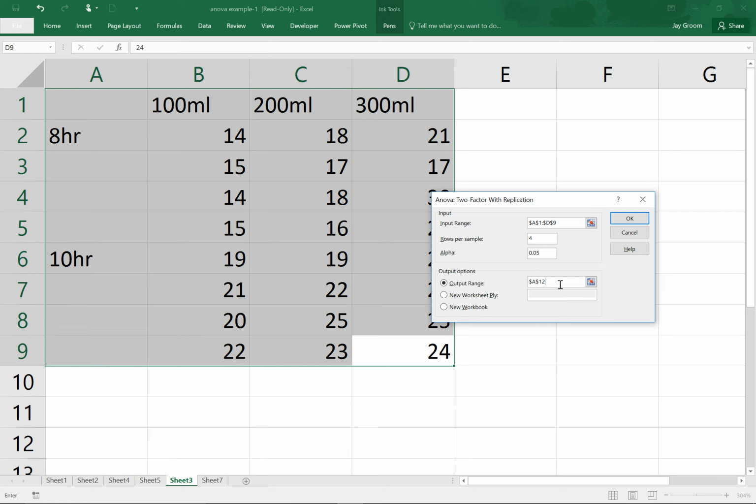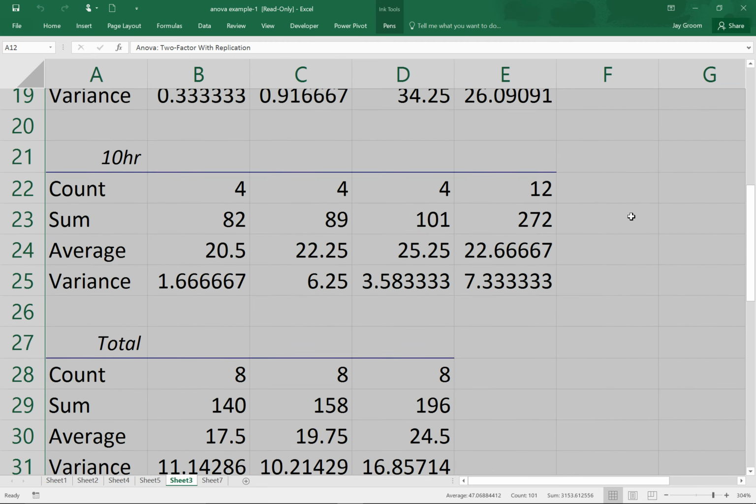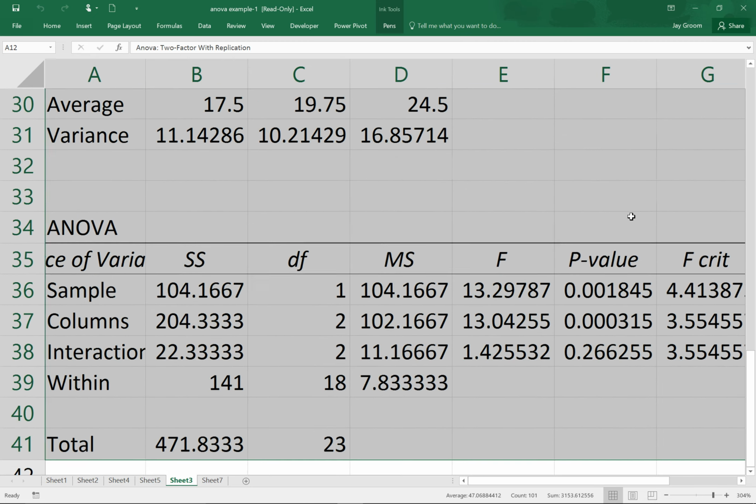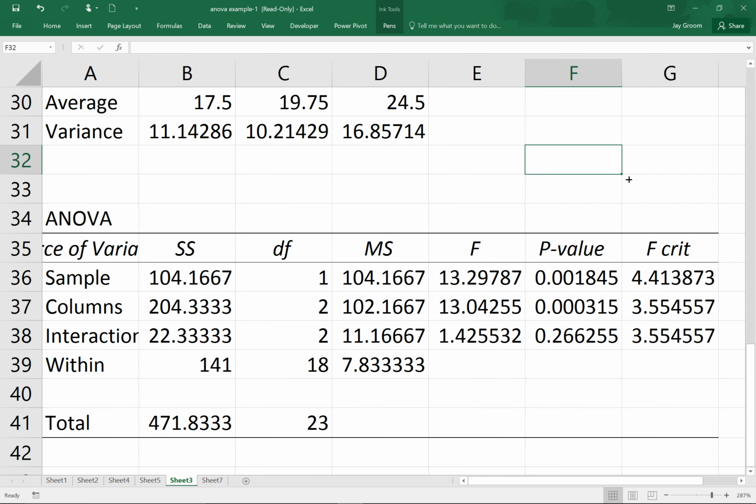I'll make that like 12 this time or something. Look at that. Yeah, baby. Okay? So again, the rows are significant, 0.001. The columns are also significant, 0.0003. That's huge. And again, there is no interaction between the rows and the columns.